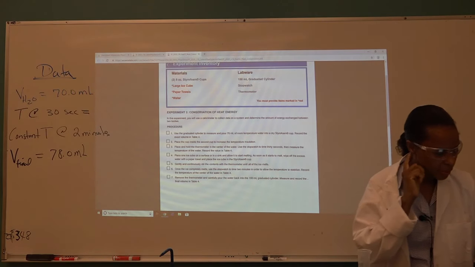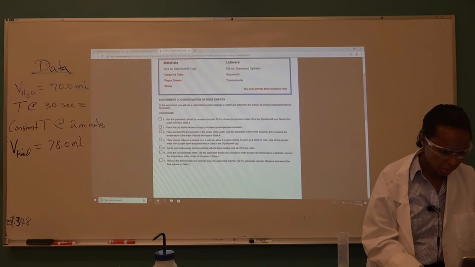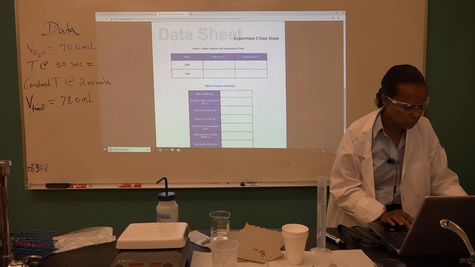And so we have recorded all of that for conservation of heat energy. So we notice that energy is neither created nor destroyed, but it's going to be transformed from one form of energy into another.